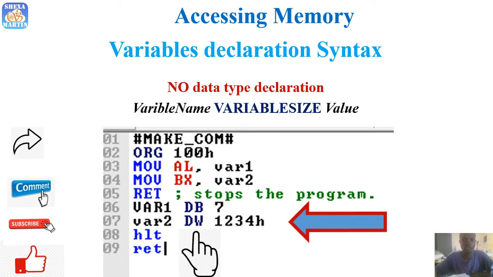Then if you want to leave any of these variables without initializing, you can put a question mark in place of 7, or you can put a question mark in place of 1234h, meaning to say the value is not known yet, but will be assigned to our variable.